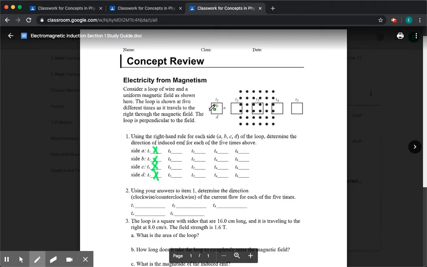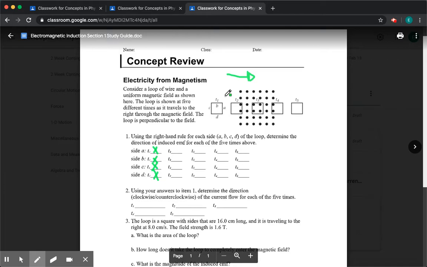Now at T2, the right side, or side A, is now inside of the field. Where is the flow, or in what direction is the flow taking place? This is where you use the right hand rule. In what direction is the loop traveling? The loop is traveling to the right. That's where your thumb points. So your thumb should be pointing to the right, okay? And then your fingers should be pointing in the direction of the field, which is out of the page.